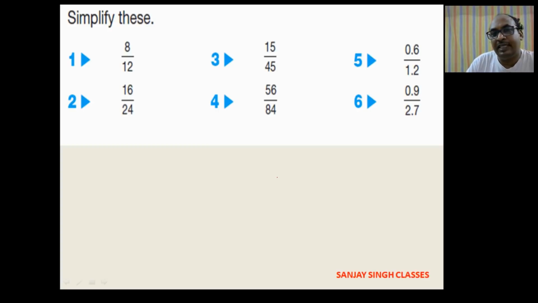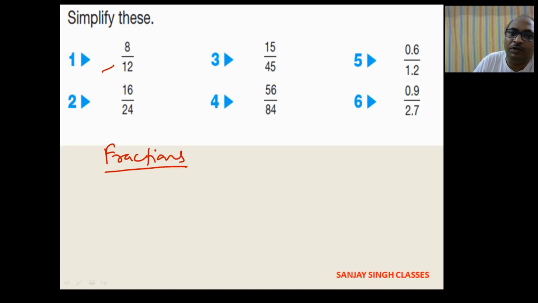So in this exercise 1 of this number chapter of 8th standard, we are given questions related to fractions. As we have already discussed, these fractions have some common factors. We need to simplify the fractions here. So how will we be simplifying?